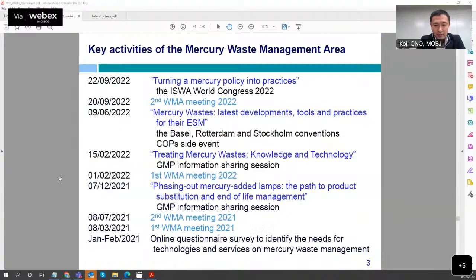The next slide, please. This slide shows the key activities of the mercury waste management area, and many of these are the same as in Imelda's introduction. Our most recent activity was this session at the ISWA World Congress just 2 weeks ago. In this session, we introduced practical information on mercury waste management and activities of the mercury waste management area. We also had the area meeting last month, shared information on recent activities, and discussed the next work plans of each working group.